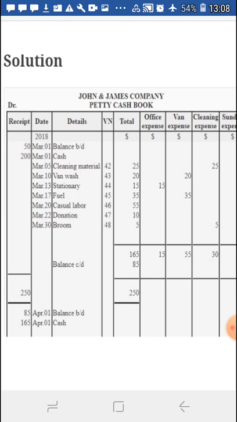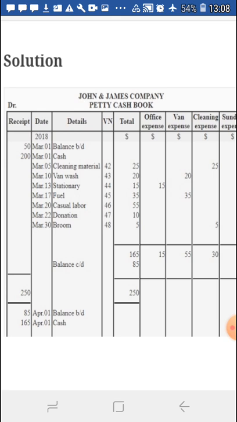We also have cleaning materials, all the expenses that were made, and the date that these expenses were made. Then VN, we have the voucher numbers. For every organization, they always want to have voucher numbers so that they can refer back to them, just to have a very detailed and plain, transparent accounting, so to say.